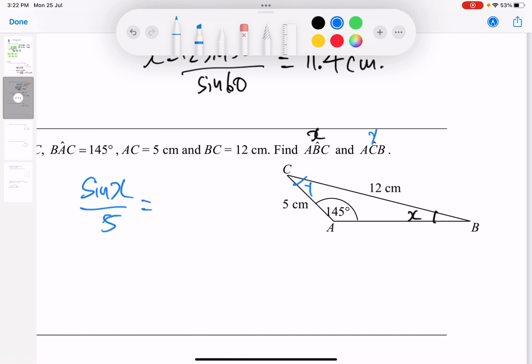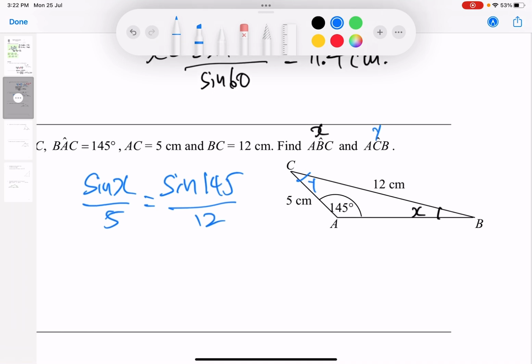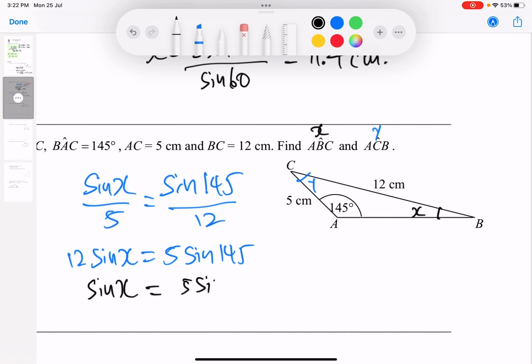Can you please write that down? And this time around, can you work it out on your own? I'll write down the first one for you. It's sine 145 over 12. If I cross multiply this, what would I get? I'll get 12 sine x is equal to 5 sine 145. Therefore, sine x is equal to 5 sine 145 over 12.